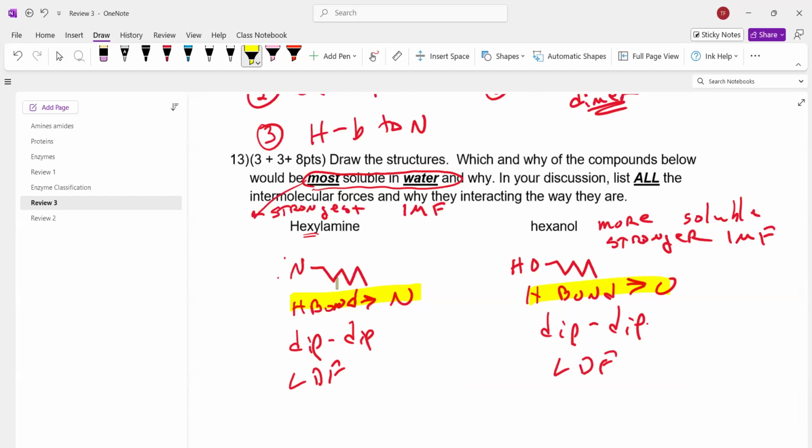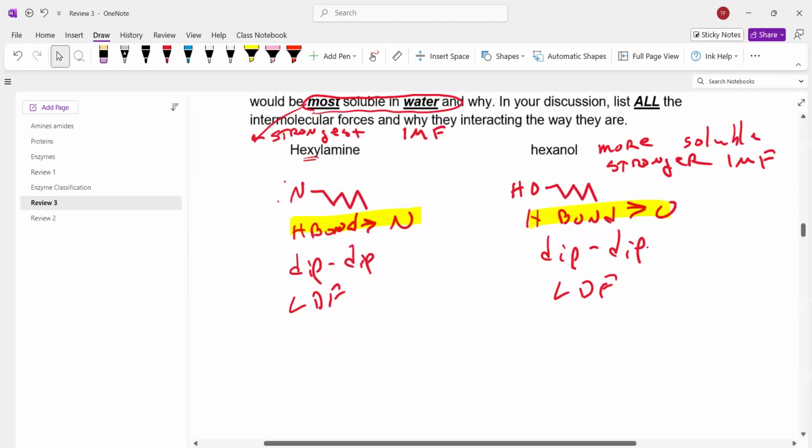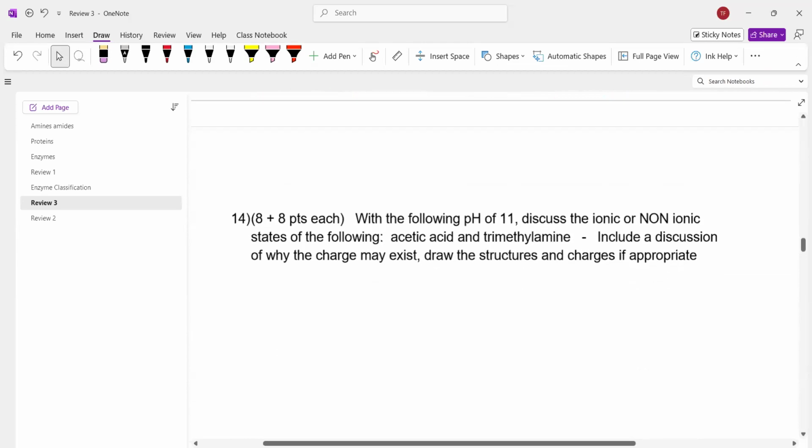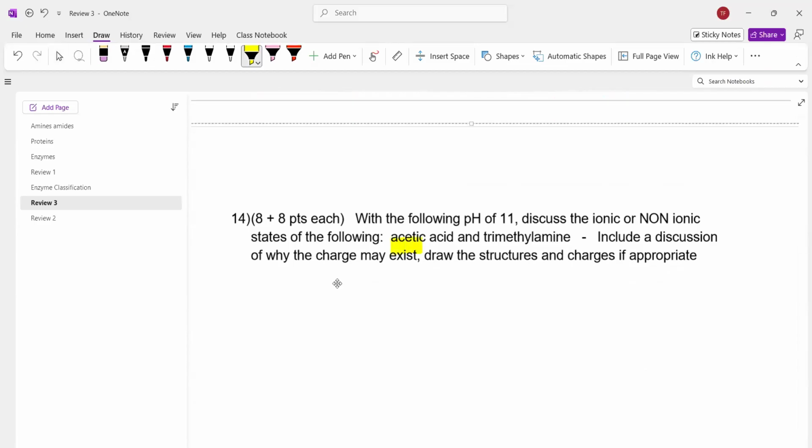And then you can do the opposite. What is the least soluble in water? That would be the nitrogen one, because the hydrogen bonding with nitrogen is weaker than hydrogen bonding with oxygen. Okay. So we have two molecules. We have trimethylamine. And then we have acetic acid.